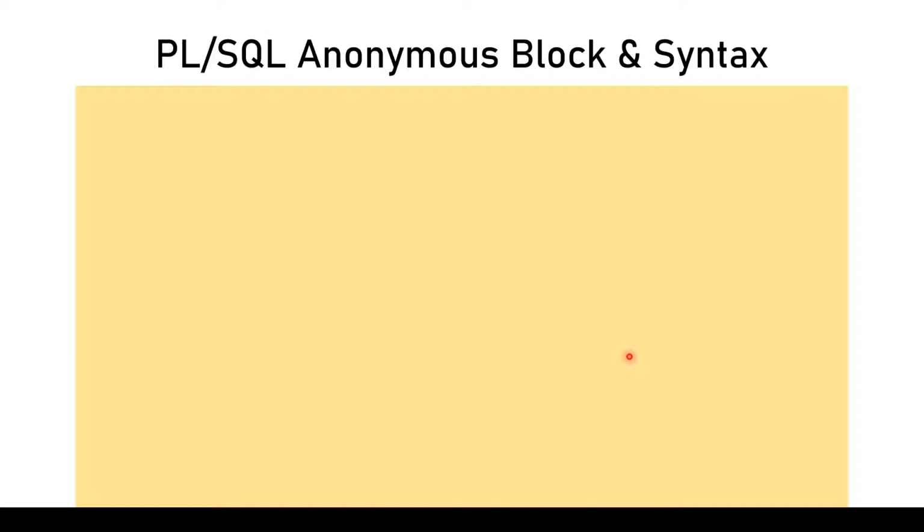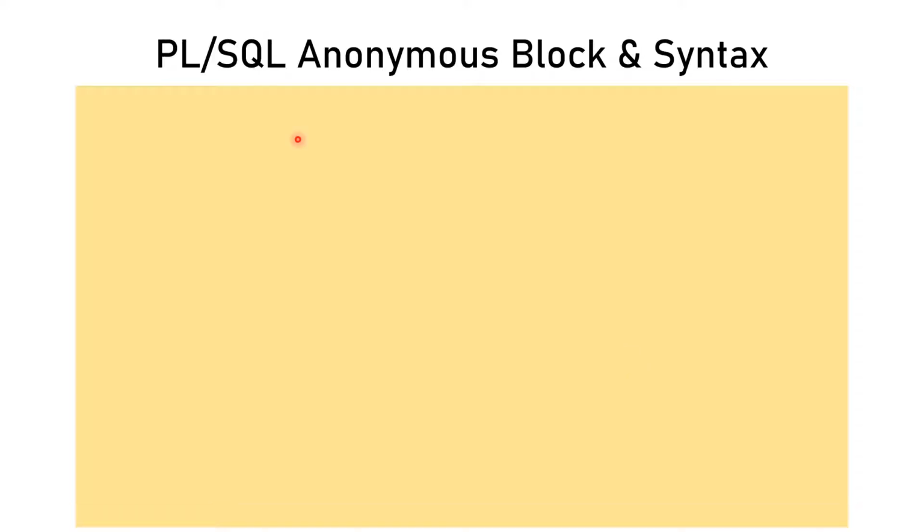Now let's take a look at the syntax of an anonymous block. A regular PLSQL program block has three main sections: the declaration section, the execution section, and the exception section. Under the declaration section, we will be declaring all our variables. Under the execution section, we will be writing down the main logic of our program. And under the exception section, we will be handling exceptions.